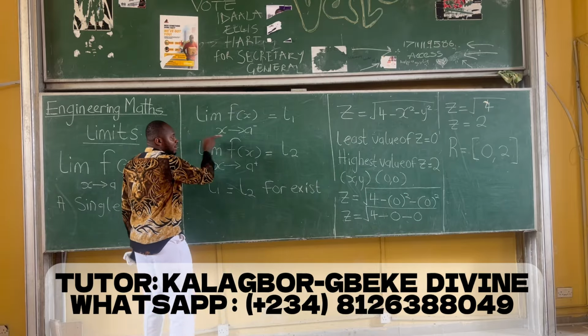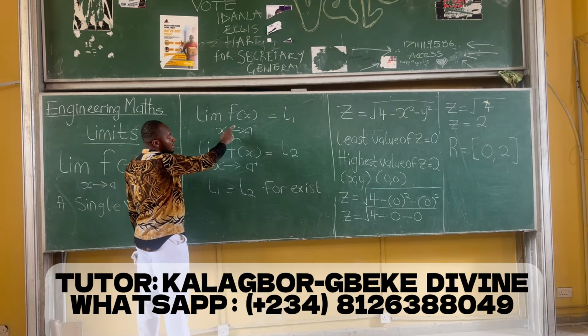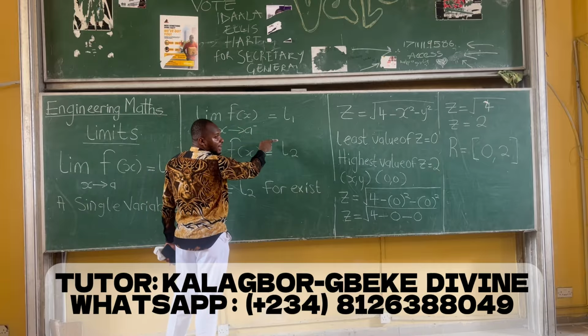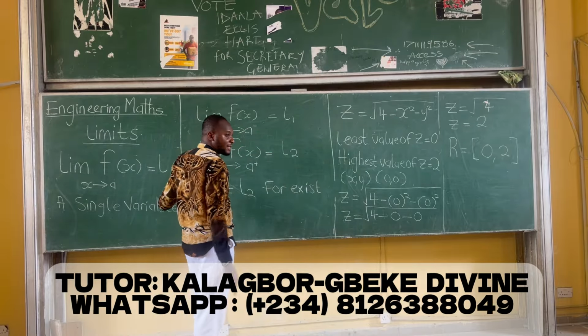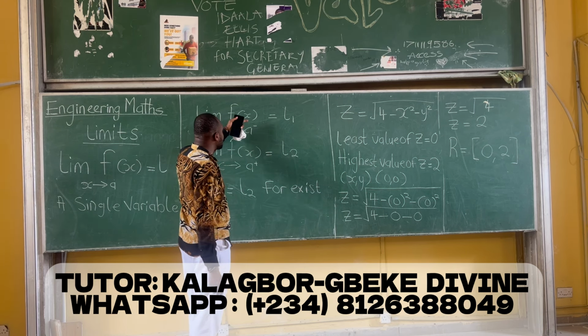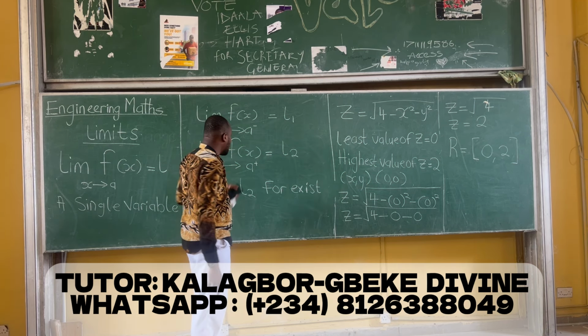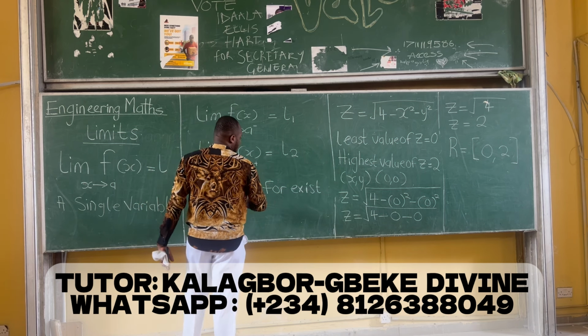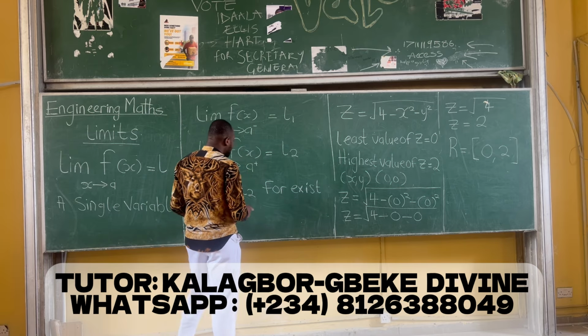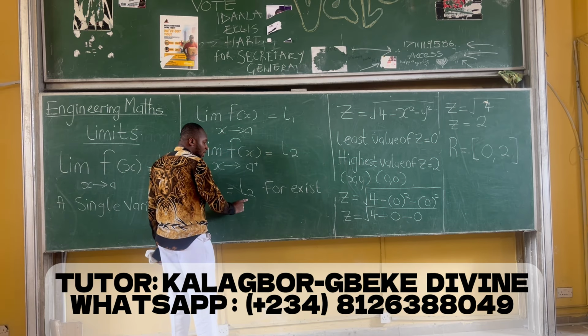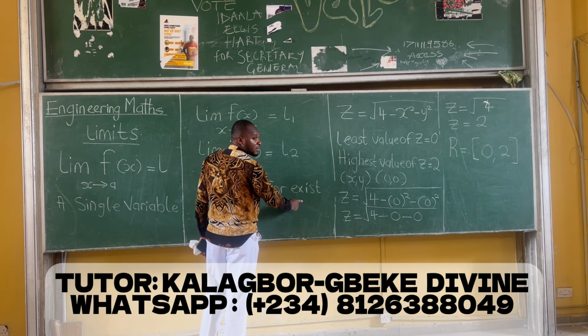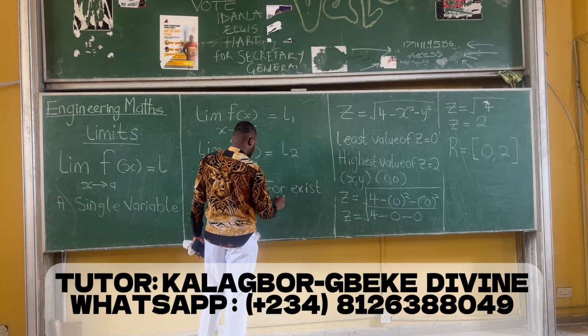When we check for L1, that's the function from the left-hand side as x is approaching -1. That's the left-hand side of the graph. If we check the limit and we get a value, and we check it from this other side and we get a value, we will now say that L1 is equal to L2. If L1 is equal to L2, that means the function exists. For it to exist.